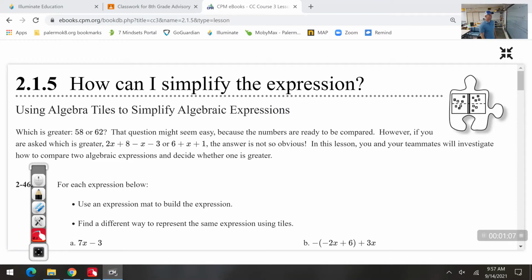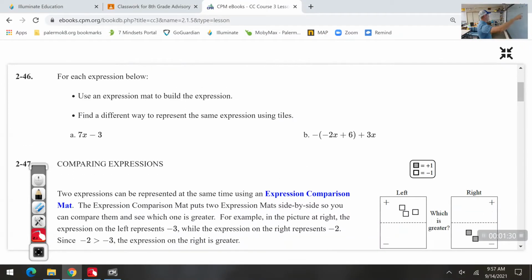In today's lesson, you and your teammates will investigate how to compare two algebraic expressions and decide which one is greater. Today's lesson is about taking something that is complicated and simplifying it. That's our goal, because in real life, oftentimes when things get complicated, we've got to figure out how to simplify our life. So we're going to investigate these right now.